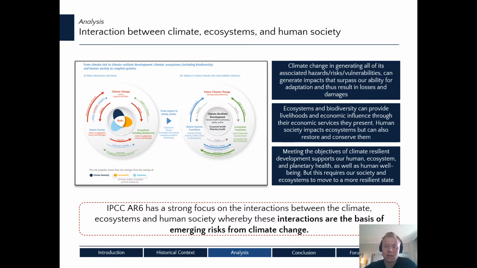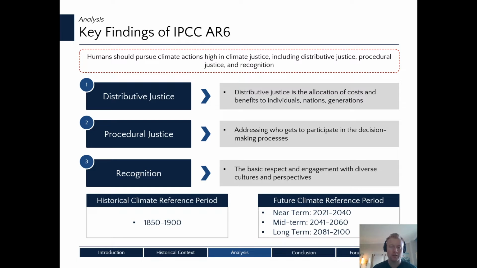And lastly, meeting the objectives of climate-resilient development supports our human, ecosystem, and planetary health, as well as human well-being. But this requires our society and ecosystems to move towards a more resilient state. One of the major key findings of the IPCC is that humans should pursue climate actions that are high in climate justice. This includes distributive justice, procedural justice, and recognition.